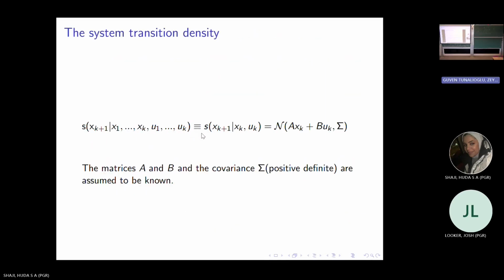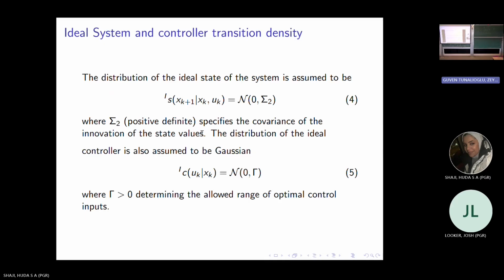Then we need to consider the system transition density in our work. In our work, we will assume that it's Markov. So basically, the future depends on the present, and it will follow a normal distribution. The mean is AXK plus BUK, and the covariance will be sigma. We also assume sigma will be positive definite, and it's very important for our controller design that it be positive definite.